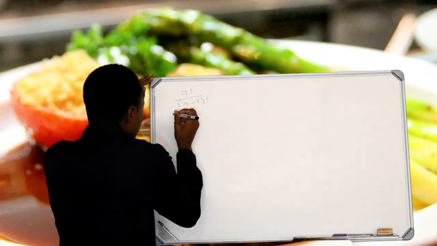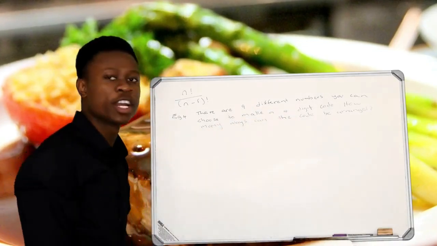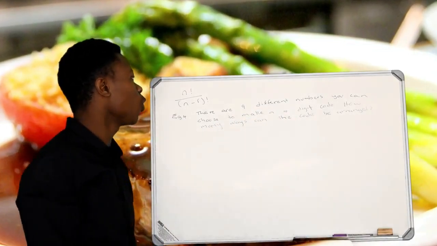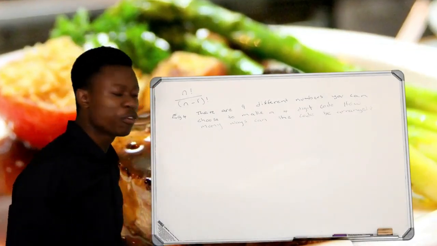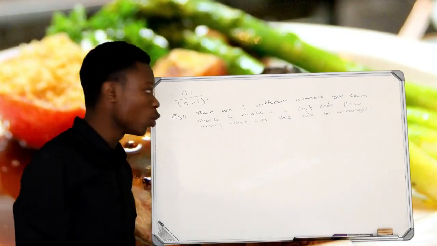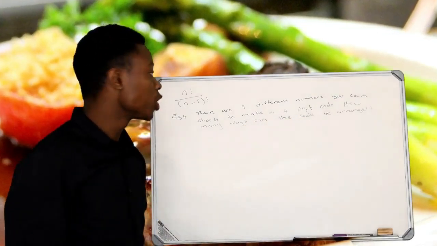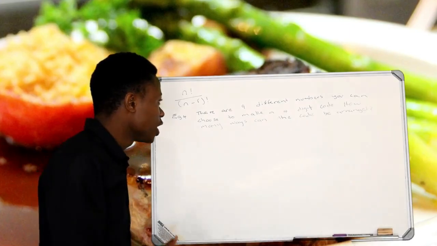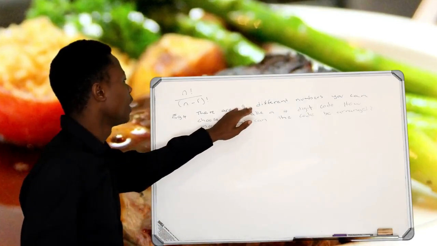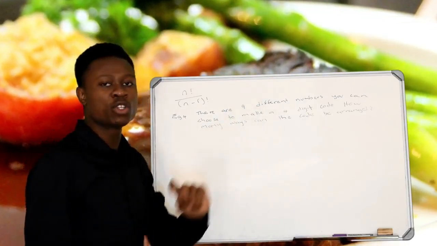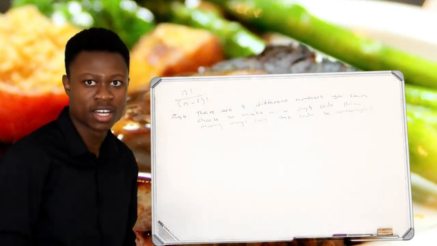So let's do an example. Example 4. My question reads that there are 9 different numbers that you can choose to make a 4-digit code. How many different ways can the 4-digit password be arranged? What does that mean? Because we are going from 9 different choices and we have to fit that into 4 places, that shows there's a limited number of places.